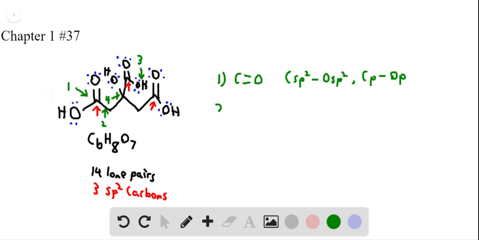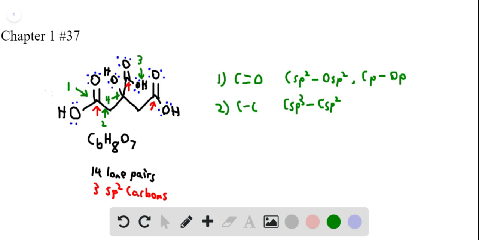Indicated bond number 2 here is a carbon-carbon single bond. However, the 1 carbon is also double bonded to an oxygen. So it's a carbon-carbon single bond, Csp3 for the carbon that is only bonded to other carbons and hydrogens. However, the other carbon is sp2 hybridized. So it's going to be Csp3 to Csp2.